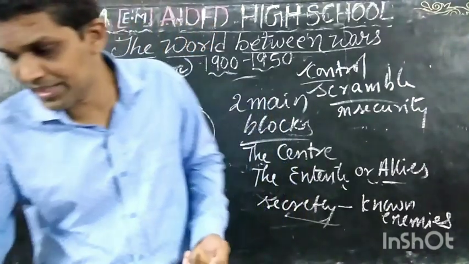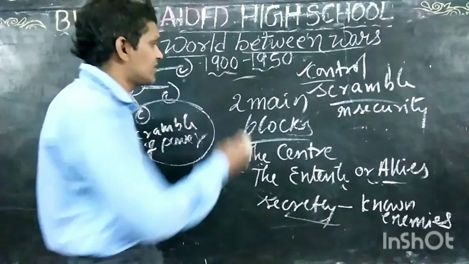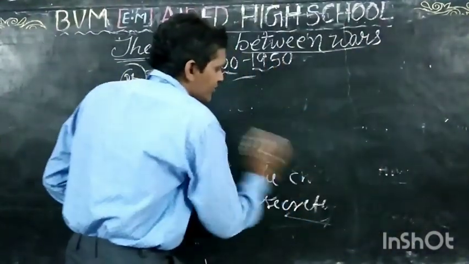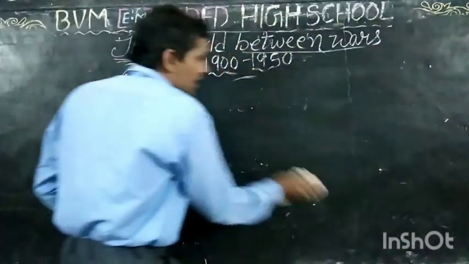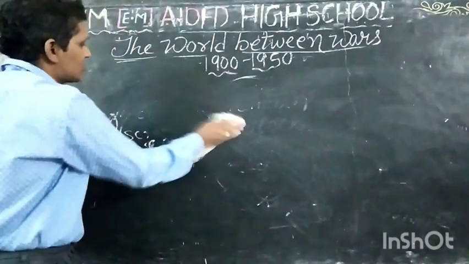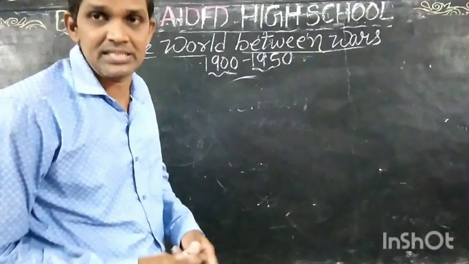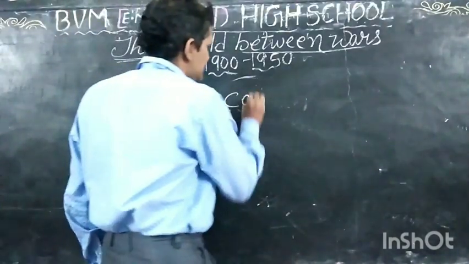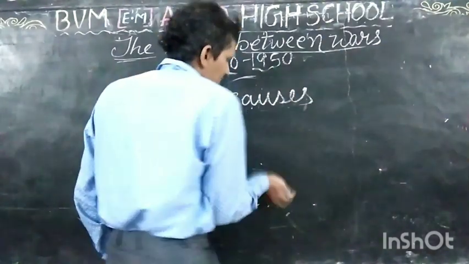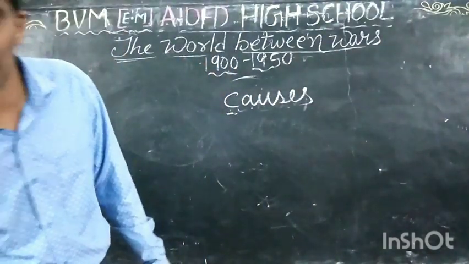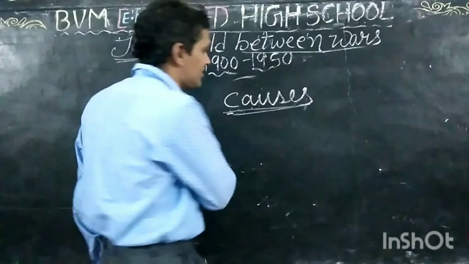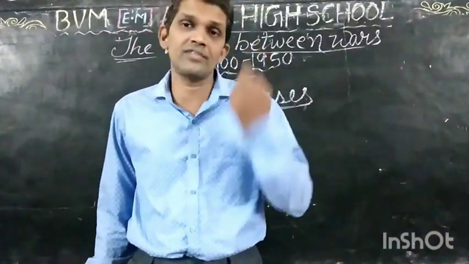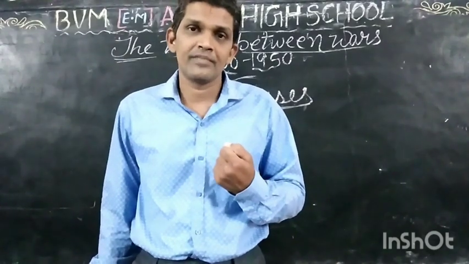The next important topic is the causes of the world war. This is very important from the public exam point of view. Compulsorily we are going to get a 2 marks question from this concept, causes. In the last class I explained the results of the first and second world wars. Today I am explaining the causes of the first and second world wars.